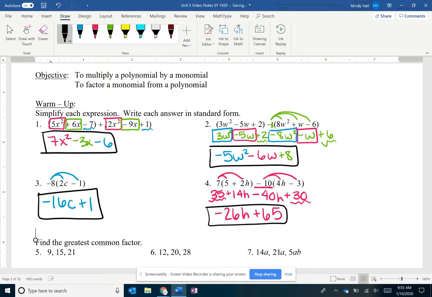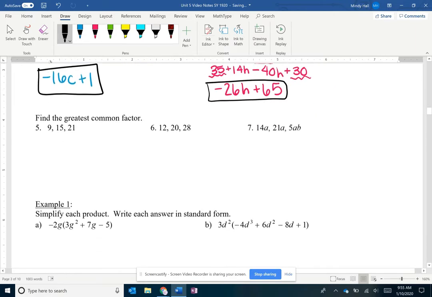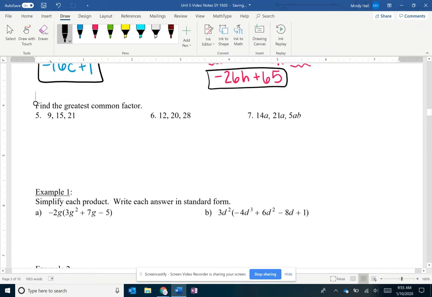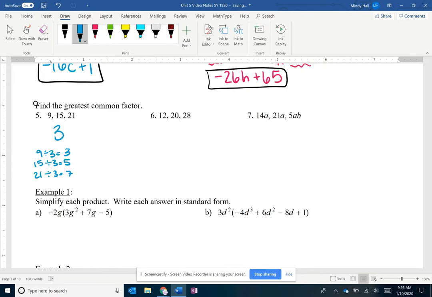Alrighty, so we want to find the greatest common factor. Now, a greatest common factor is a number that you can divide all of the other numbers by. So when we look at 9, 15, and 21, think about what multiplies to 9. You have 1 and 9 and 3 and 3. And so with 9, 15, and 21, our greatest common factor is going to be 3, because we can do 9 divided by 3, which is just 3, 15 divided by 3, which is 5, and 21 divided by 3, which is 7.